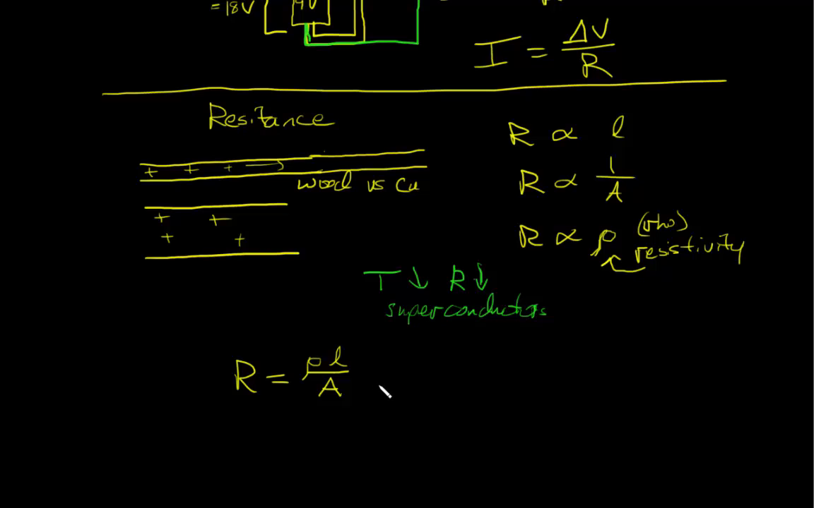Let's see, was there anything else that I wanted to talk about here? Well, we could look at units. The unit of resistance is the ohm, which is a little omega. My omega is not very good. 1 ohm equals 1 volt per amp. That comes from rearranging the equation: R is delta V over I. So it's a volt per amp. That's an ohm.